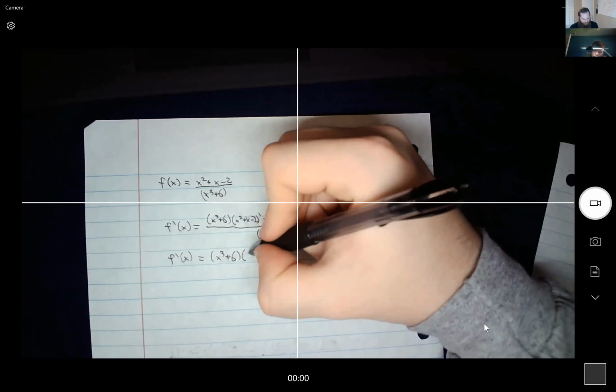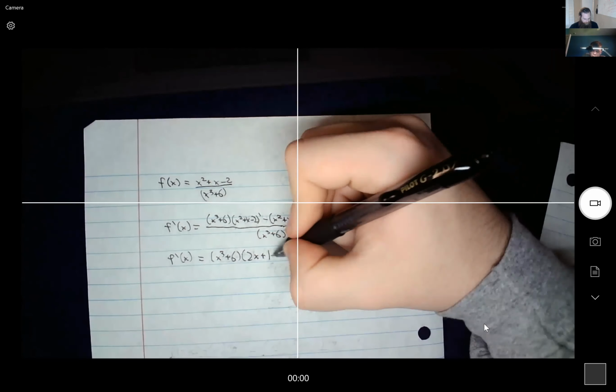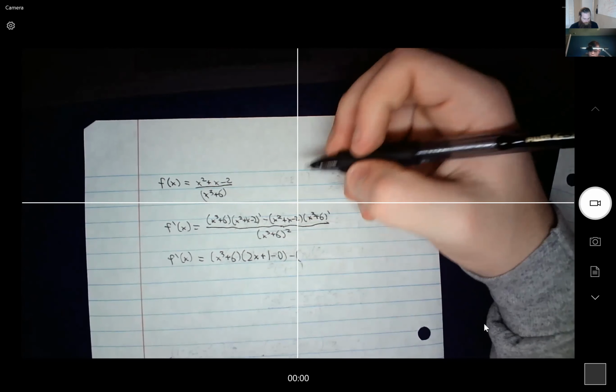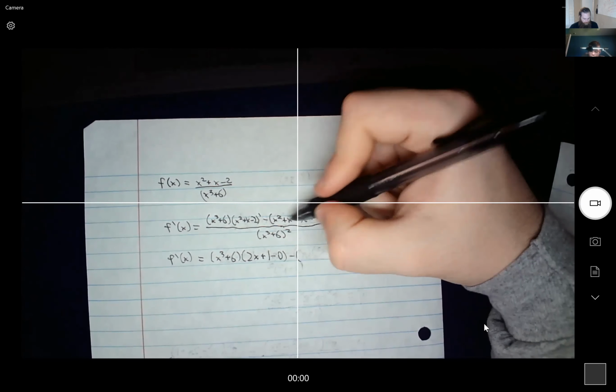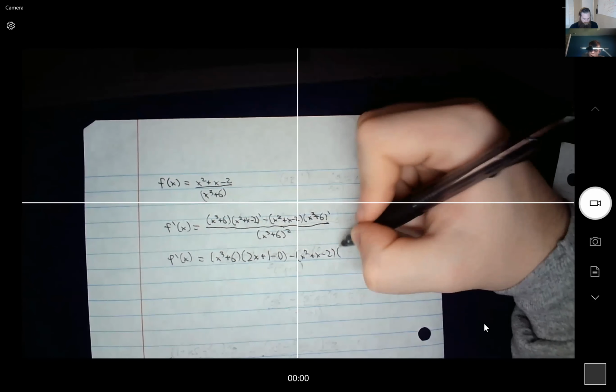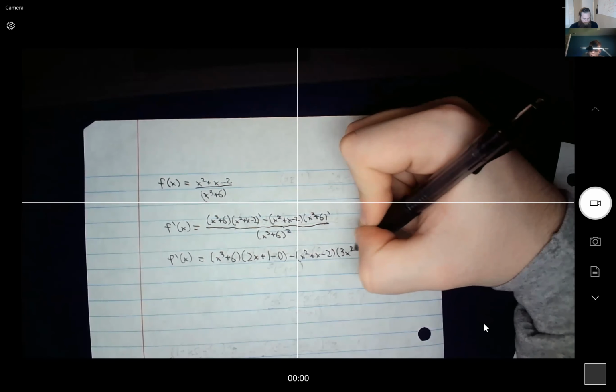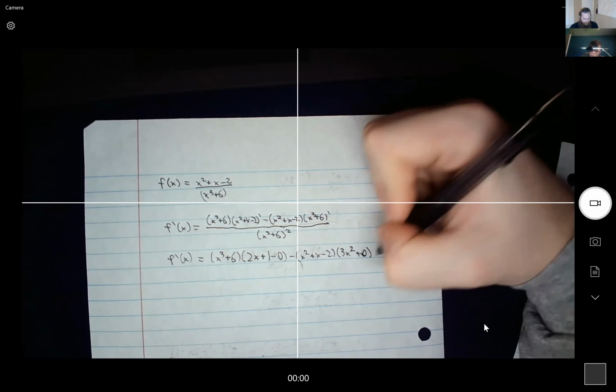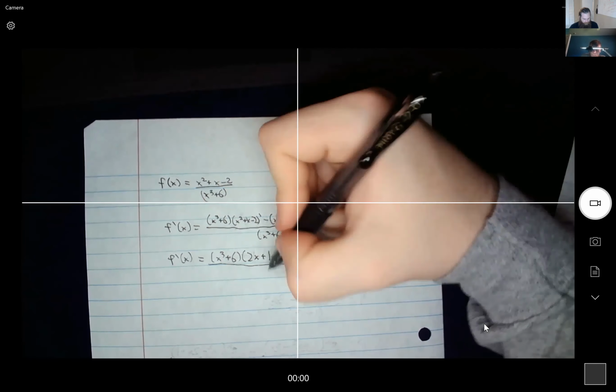So now we can derive x to the third plus 6 times x squared. Derivative of x squared is 2x. Derivative of x is 1. Derivative of 2 is 0. And then minus x squared plus x minus 2. Derivative of x cubed is 3x squared. Derivative of 6 is 0. All over x cubed plus 6 squared. f prime of x.